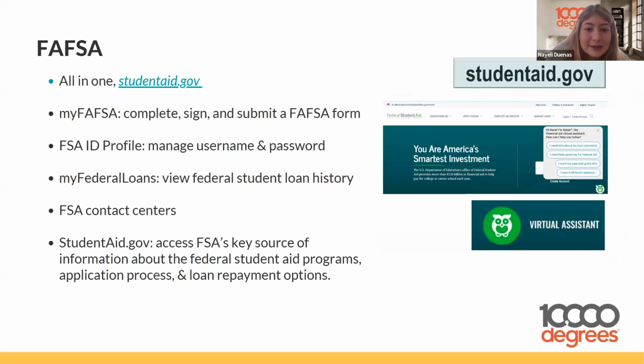A little bit more about FAFSA. After creating an account, students will have access to completing, signing, and submitting the FAFSA form. They're also going to be able to manage their username and password, view federal student loan history, get information on the FSA contact centers, and access the FSA key resource of information about the federal student aid programs, application process, and loan repayment options all in one. Students just have to create an account, and they will have access to all this after they successfully create an FSA ID.